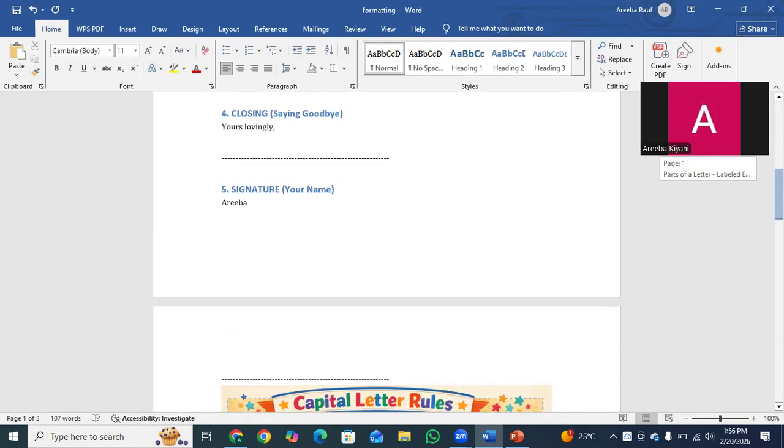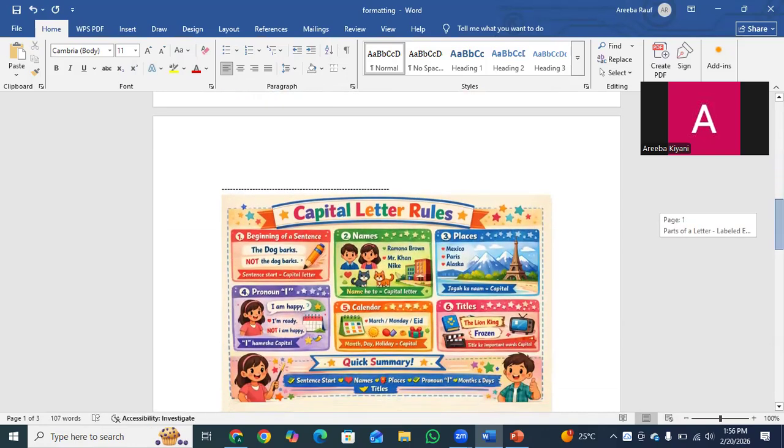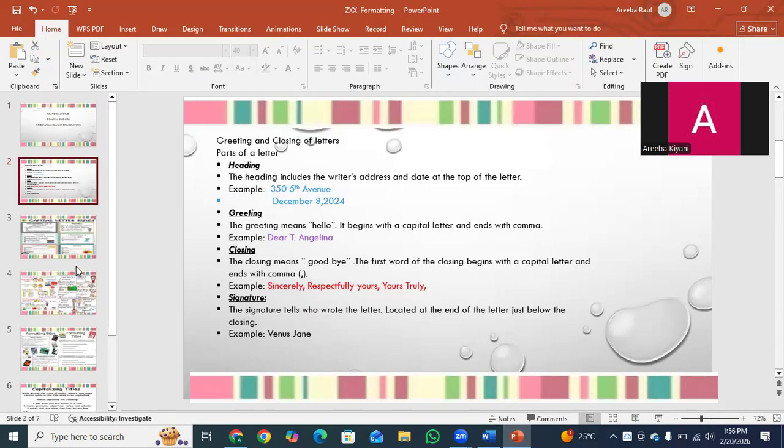And the last one is signature. Then we write our name. This is called the signature. It shows who wrote the letter for you. Okay. And the next one is, let's move towards the next slide.